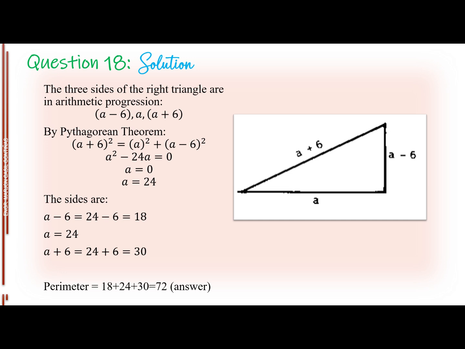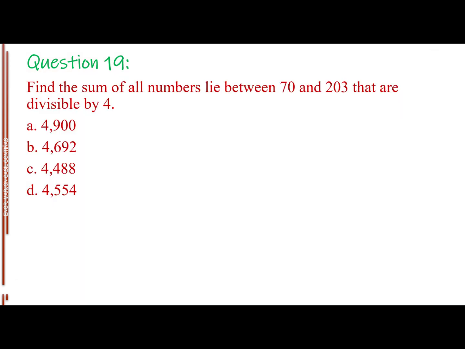Corrections are highly appreciated. Question number 19. Find the sum of all numbers lie between 70 and 203 that are divisible by 4. Letter A, 4,900, letter B, 4,692, letter C, 4,488, letter D, 4,554. Your timer starts now.